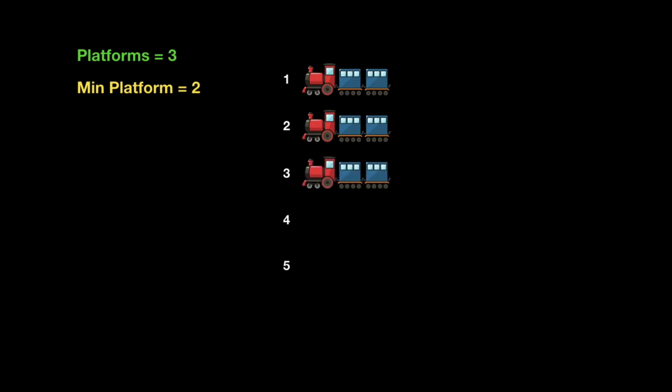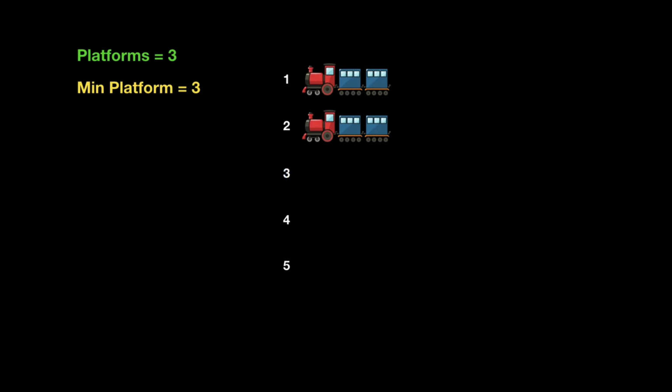Let's try to visualize the problem with the help of an example. So let's consider there are 5 trains which will be arriving at this station, whose platforms are numbered from 1 to 5, and we have two variables called platforms and min platform. The platform variable holds the value of the current number of platforms, whereas min platform holds the value of the minimum platforms required in order to stop all the trains. So train 1 arrives and the values of platform and min platform will change to 1. Similarly, train 2 and 3 arrive and we have the values of platform and min platform as 3.